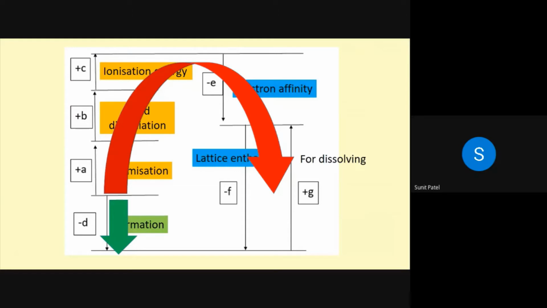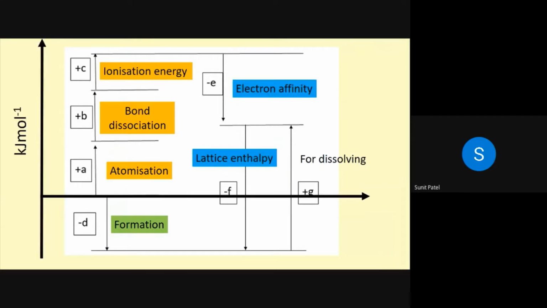Now, just quickly before I move on to the next part, I've just put G there for dissolving. Just to remind us that when we have ionic compounds, and of course, Born Haber cycles are only for ionic compounds, we can dissolve them and they release exactly the same amount of enthalpy as the lattice enthalpy. The difference is it's a positive value as opposed to a negative value. And what's all this positive and negative about?